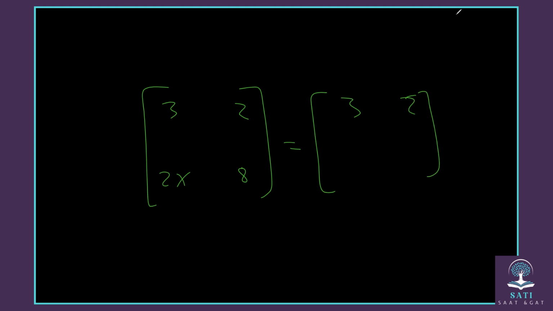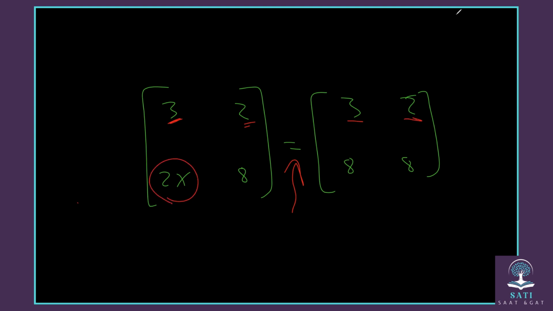I take another example. If I give you this matrix and I tell you here 3, 2, 2x, and here is 8. Then I tell you it equals 3, 2, and here is 8, and here is 8. And I tell you what is x. As long as these two matrices are equal, as you see, each one is equal to its corresponding part in the other matrix.